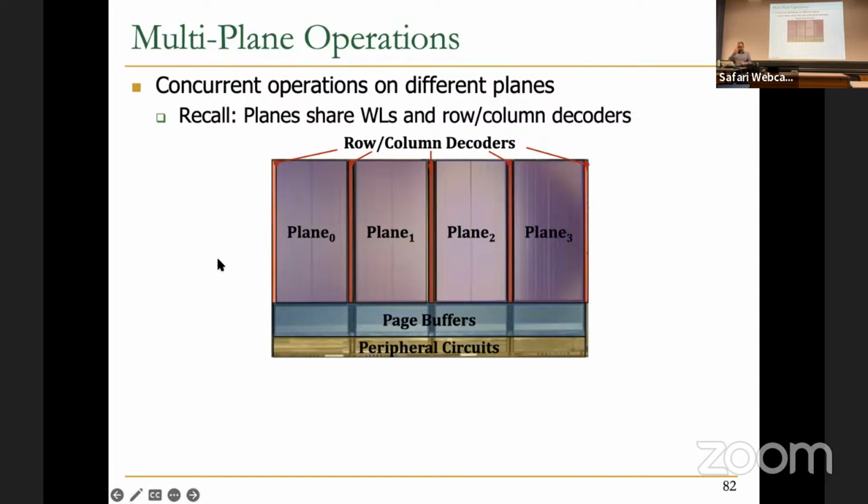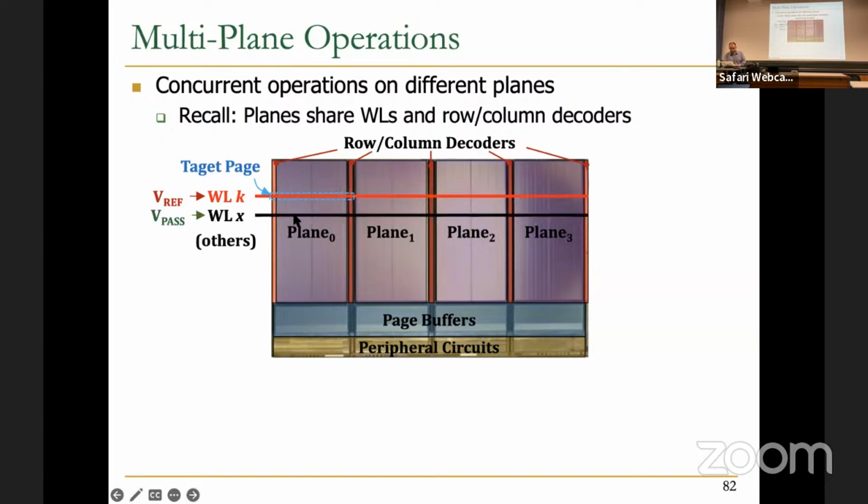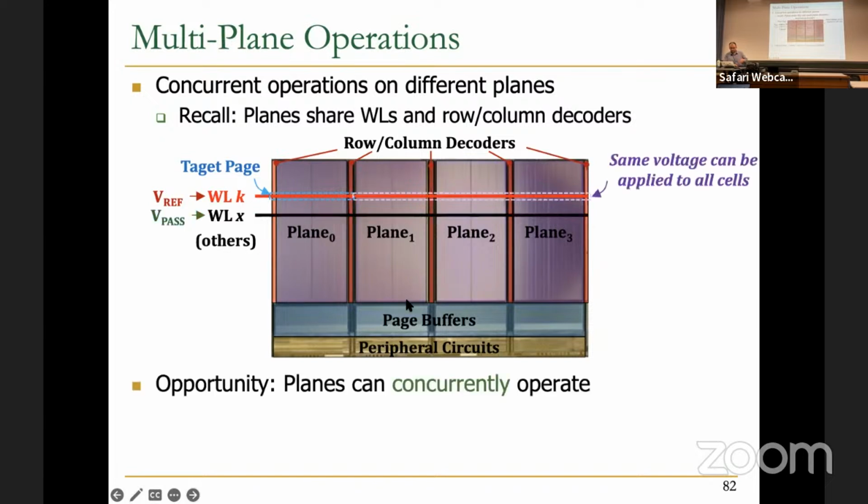Another optimization is multi-plane operations that we also briefly talked about before. I'm going to skip it very soon, actually. So we have this target page. As long as your target pages in different planes are aligned, you can access them simultaneously, and that gives you much better bandwidth, essentially. So you can overlap the sensing time of all these pages together.